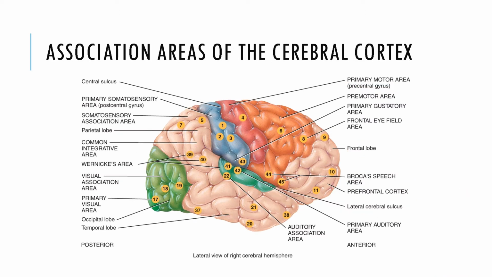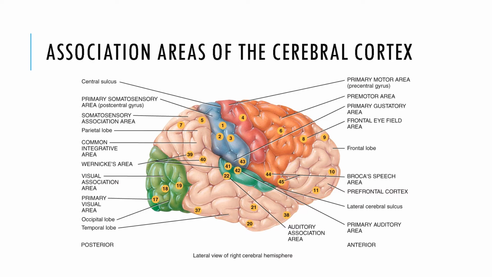So on this slide, we have the association areas of the cerebral cortex, and these are going to consist of large areas of the occipital, parietal, and temporal lobes, as well as some areas in the frontal lobes anterior to the motor areas.